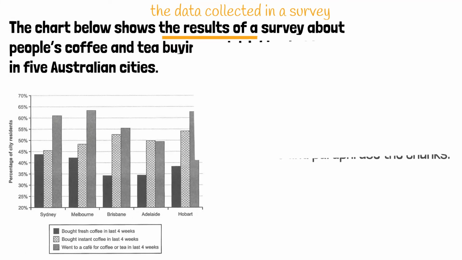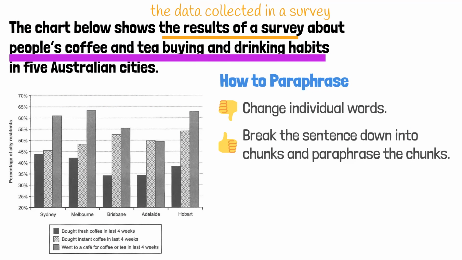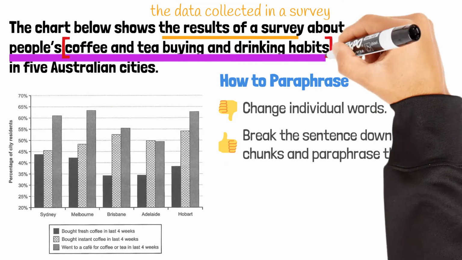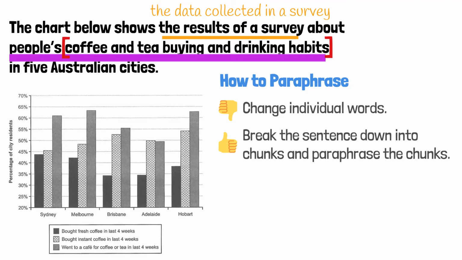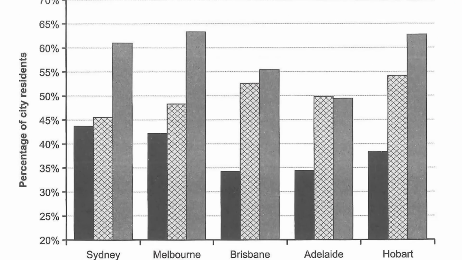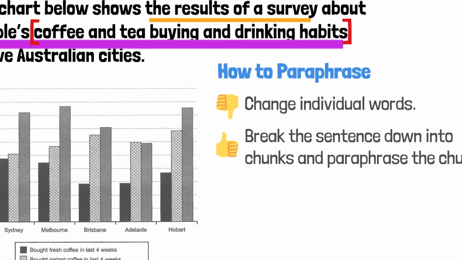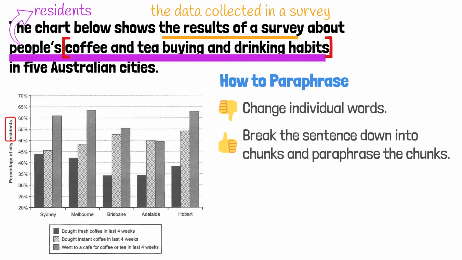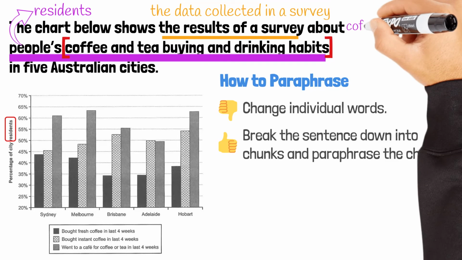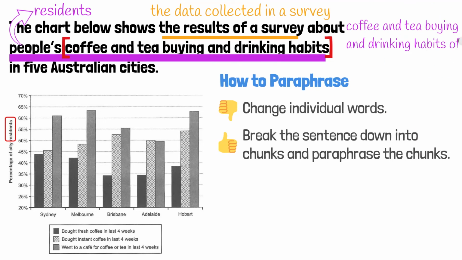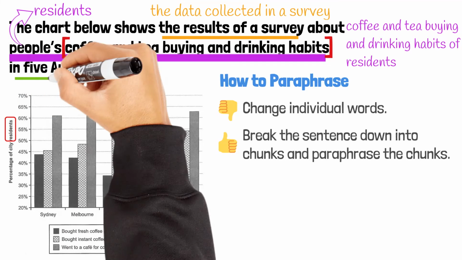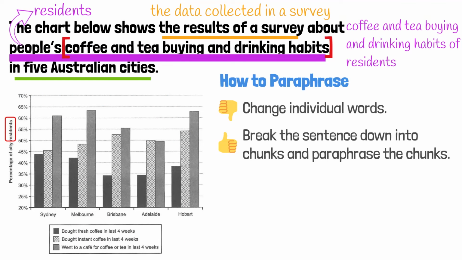Now chunk 2, people's coffee and tea buying and drinking habits. In terms of this part, I don't think we can improve it. Our rewrite will only make it worse. What we can do is to change people to residents. We can use the word residents because the chart uses it here. So we replace people with residents and move it to the end of the phrase. Coffee and tea buying and drinking habits of residents. Finally, chunk 3. This one is simple. We can say in five cities in Australia.